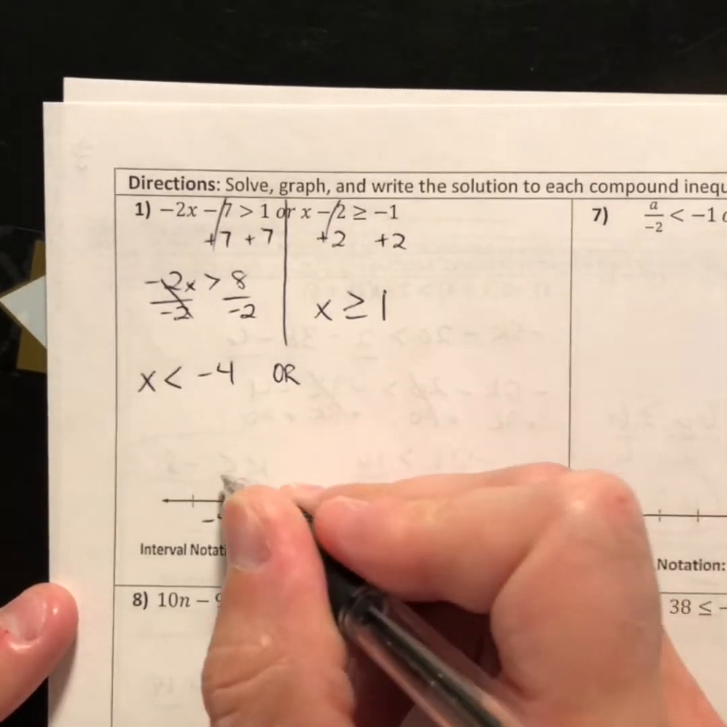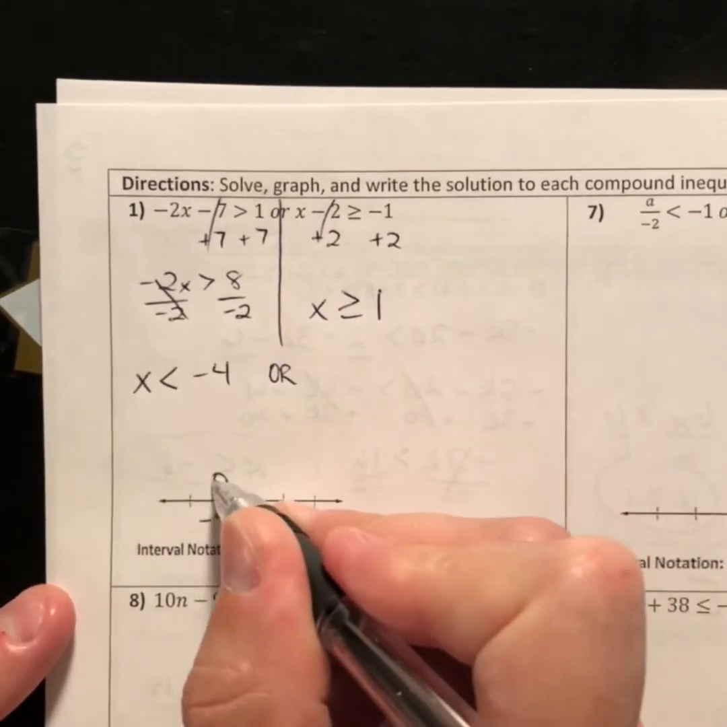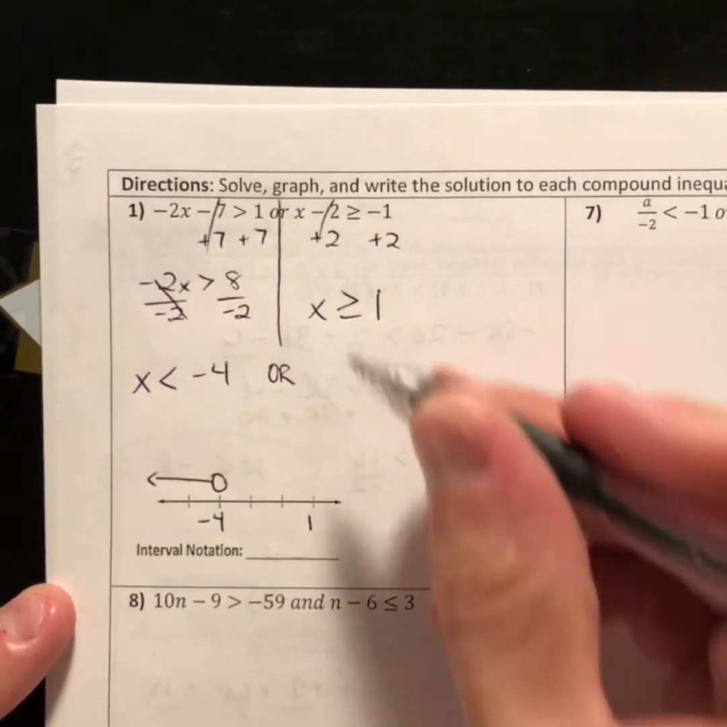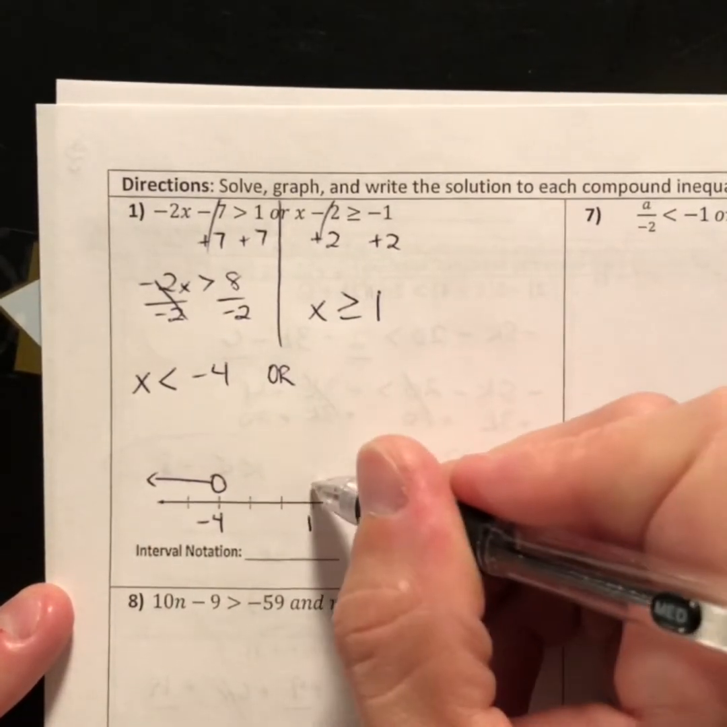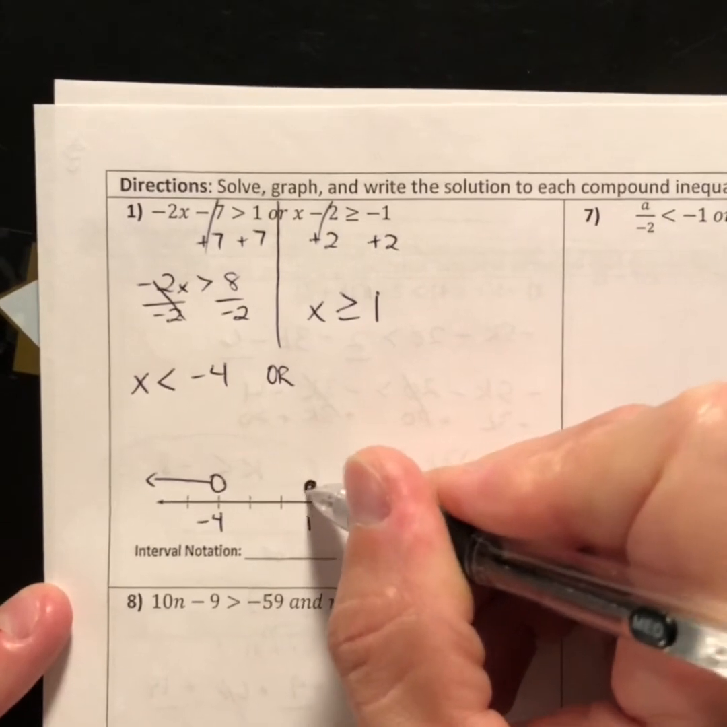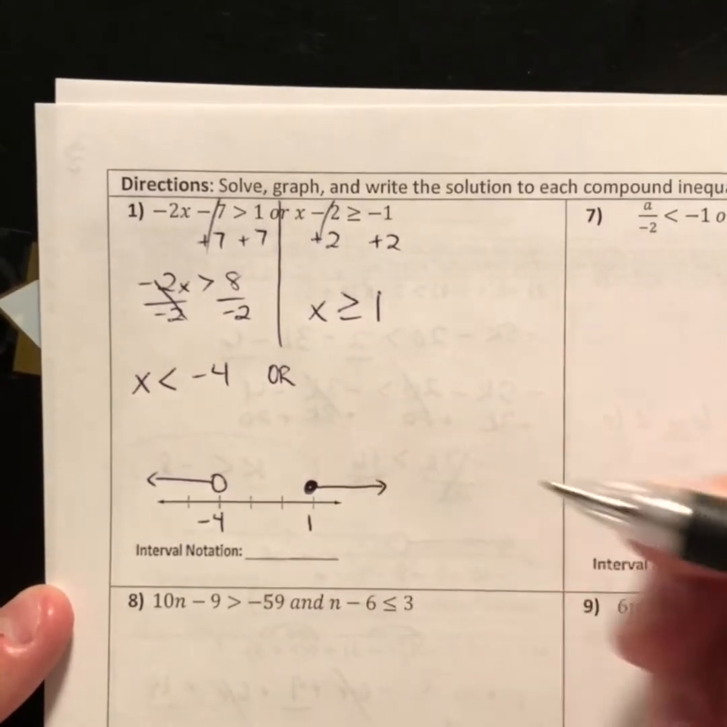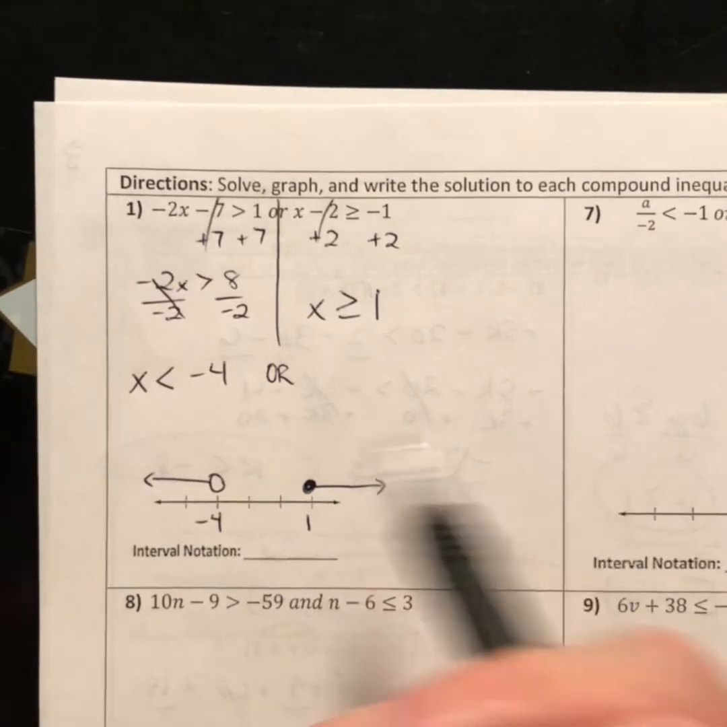We have an open circle on negative 4, and it's less than, so we're shaded to the left. And a greater than or equal to 1, so we have a closed circle on positive 1, shaded to the right. We have the oars on the boat pointing outward. That's what we want.